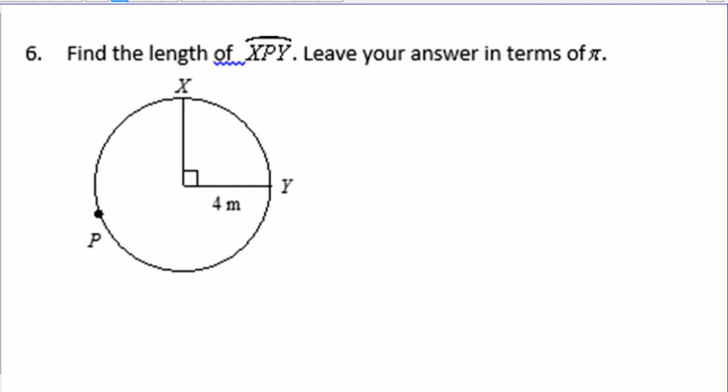Okay. Problem number 6, it says find the length of arc XPY. So this is the length of an arc formula, one of the formulas that will be provided to you on the formula sheet. So that formula uses the letter m, which represents the measure of the arc, over 360 times pi d, or it might say 2 pi r, which means the same thing, right? 2 radius and 1 diameter are the same.